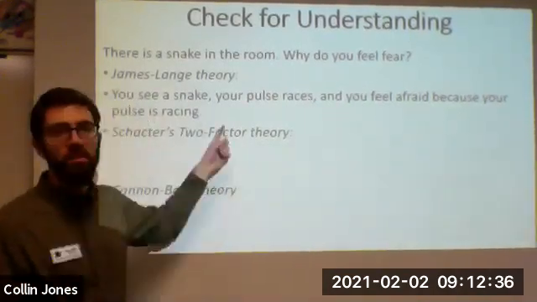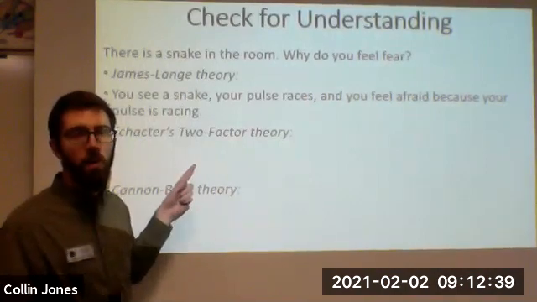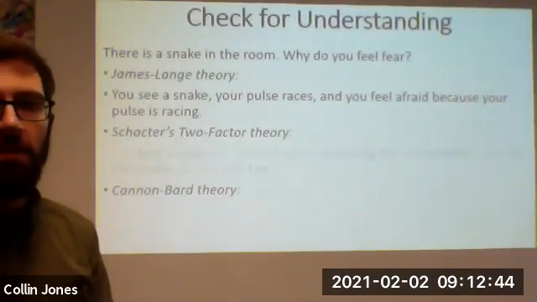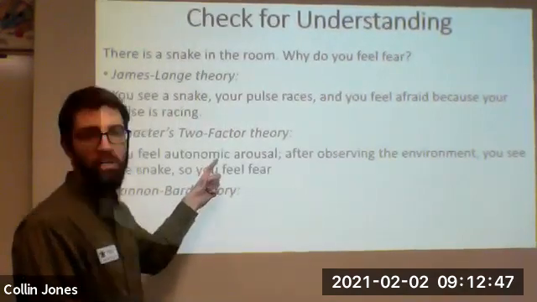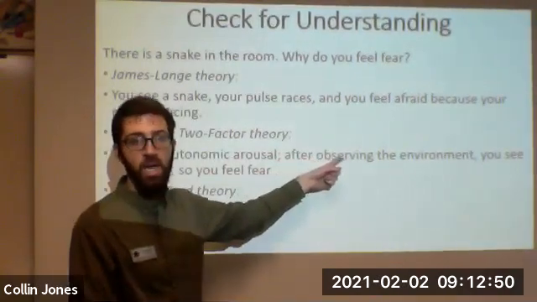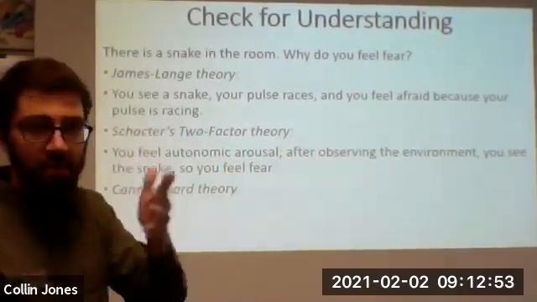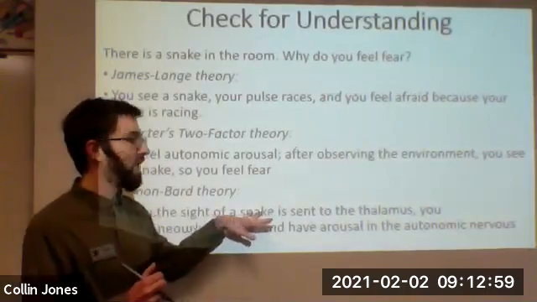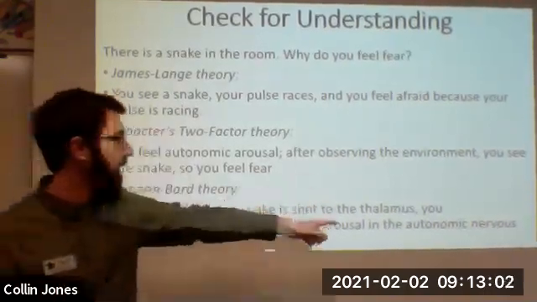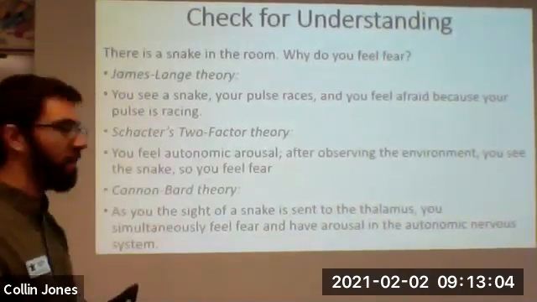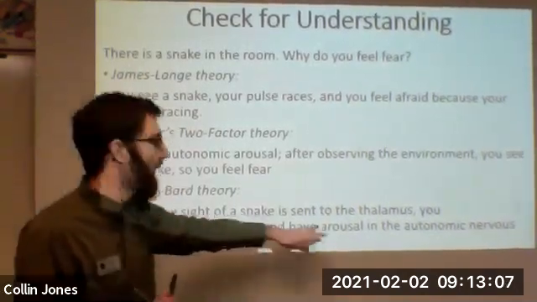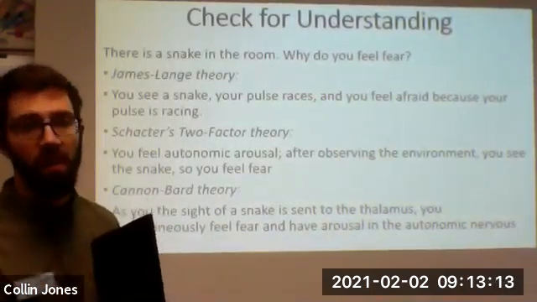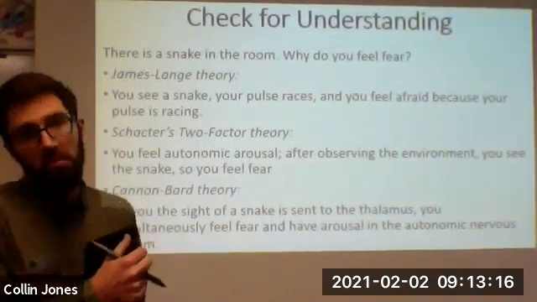Schachter's two-factor theory still says that your pulse races first, but they say that you look around, see the snake, and because of that, you realize, oh, snakes, I'm supposed to be afraid of snakes, this is fear. The Cannon-Bard theory says that as you see the snake, as sensory information goes to the sensory switchboard, the thalamus, you simultaneously feel afraid, and your autonomic nervous system starts to create that sympathetic fight or flight response, and it's all at the exact same time. Okay, that's the theory here.